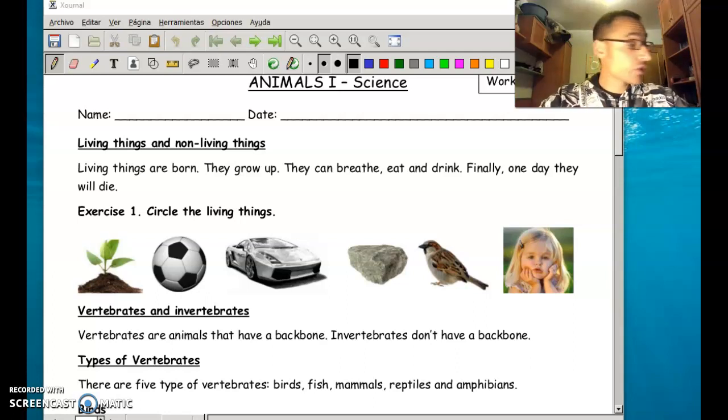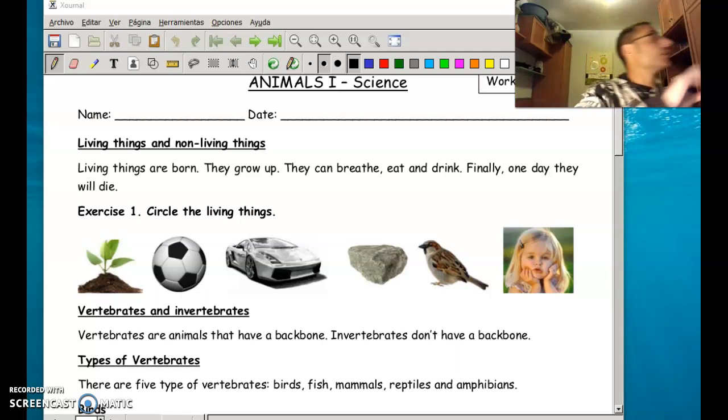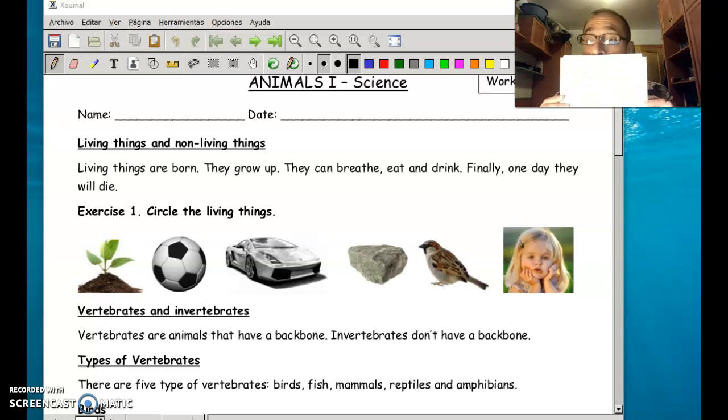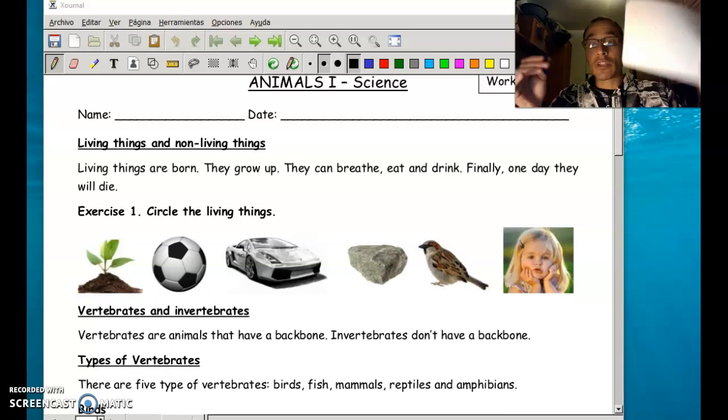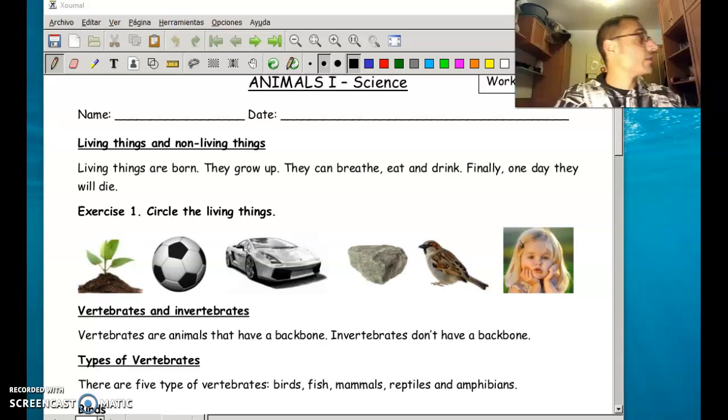You're going to see this worksheet. What you're going to need is a piece of paper like this, right? And a pen or a pencil. That's it. You might not need the worksheet either. So just get a piece of paper and a pen, and we're going to start reading.